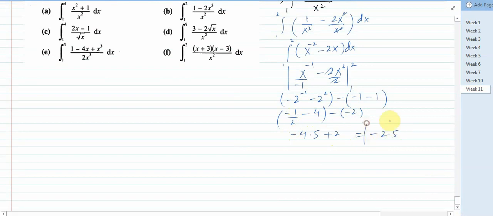So this is the same style of question as we attempted in question number 3. As your homework, you need to attempt question number 3 part E and question number 4 part D.